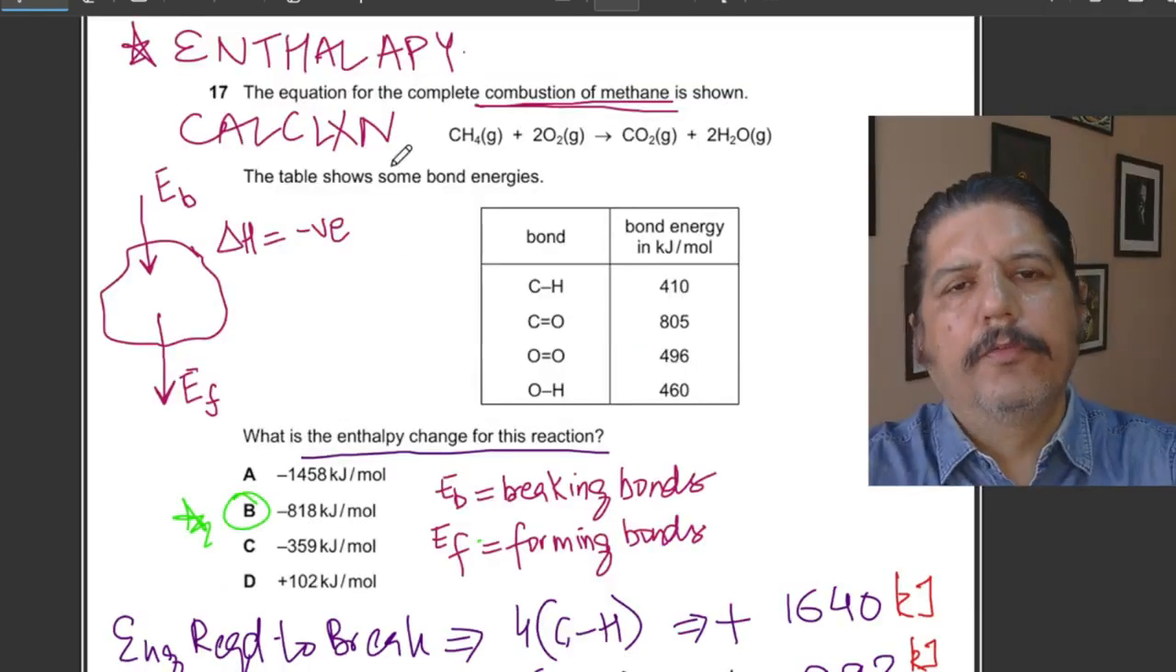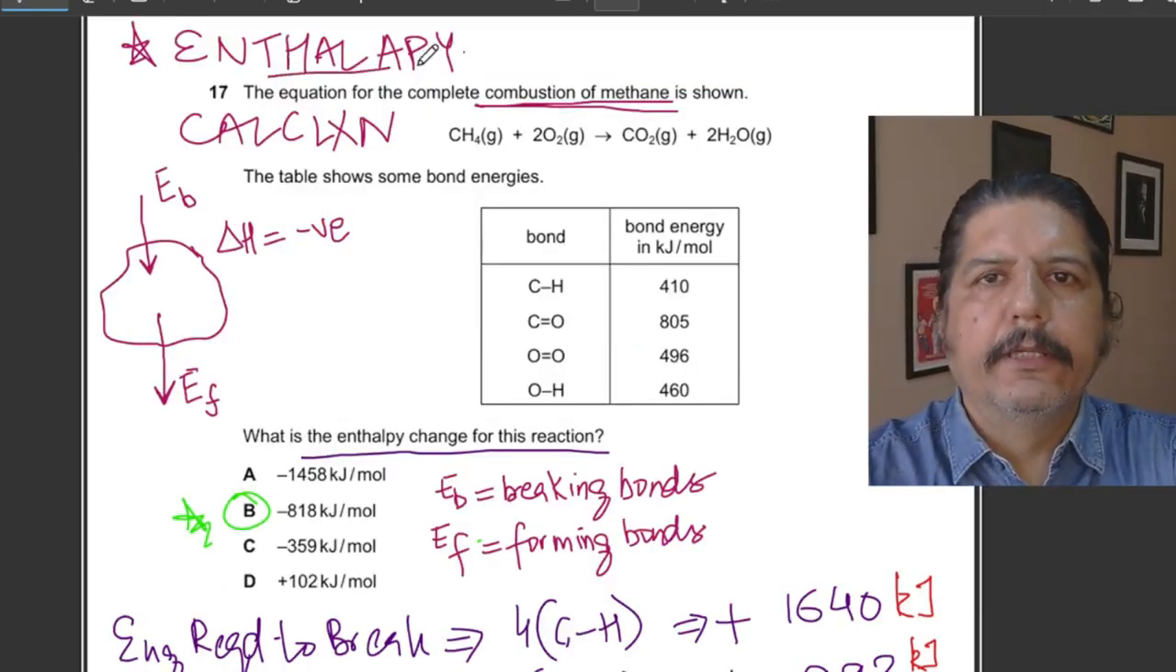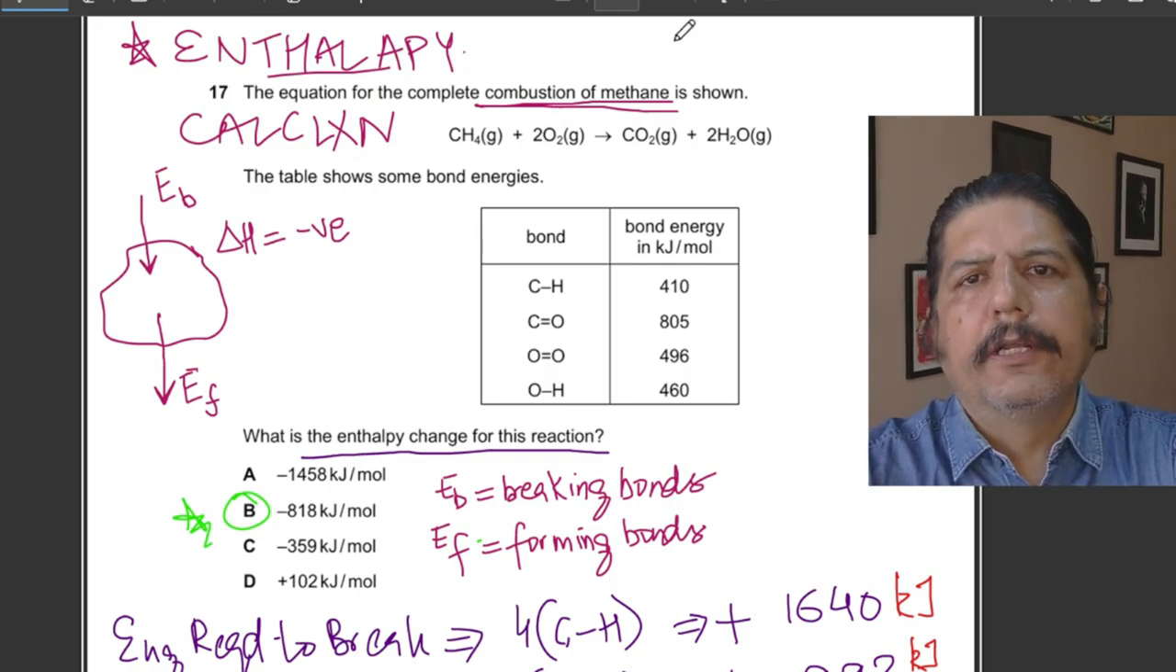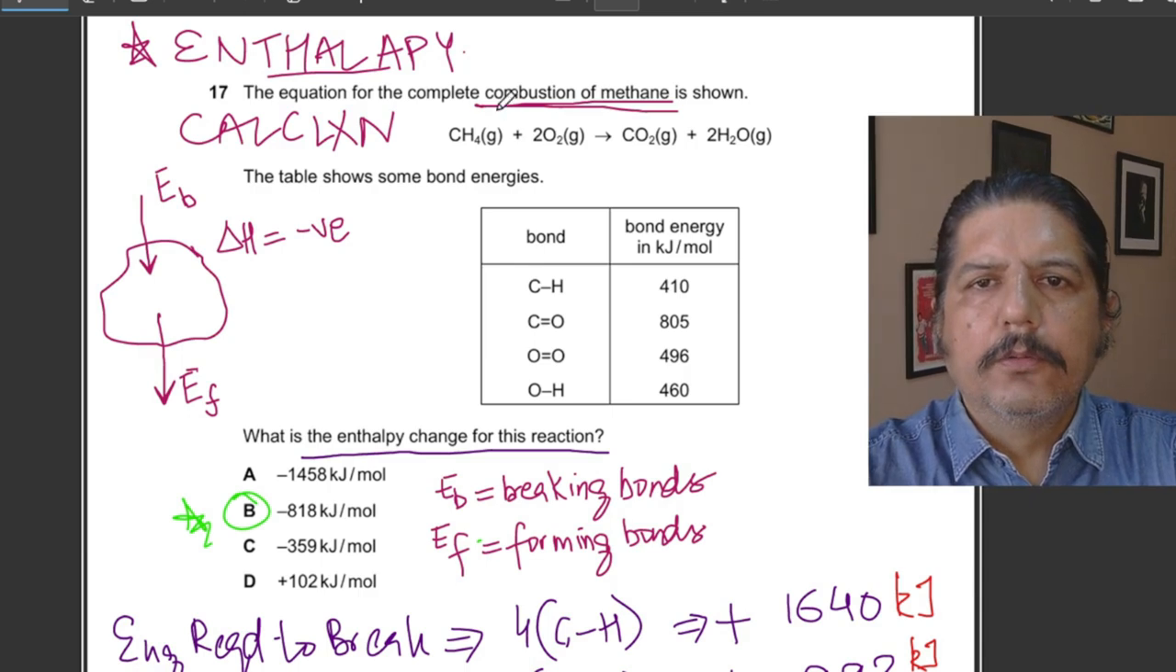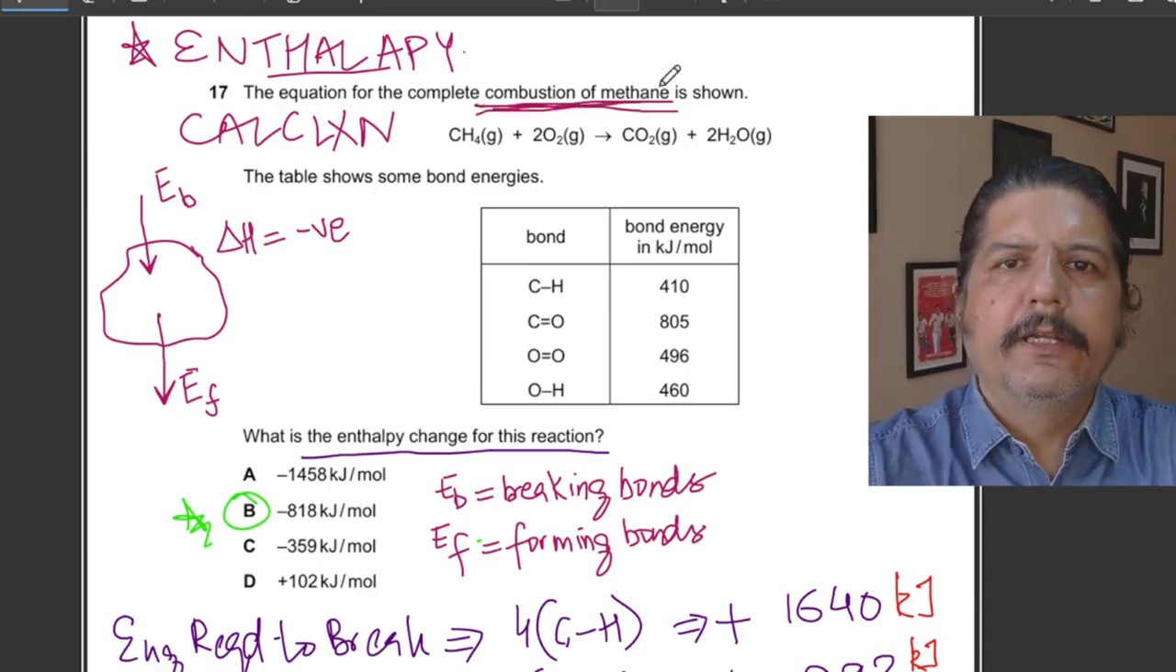Next question, where we have to calculate the enthalpy in a reaction. This is the rate of reaction chapter. So the equation for the complete combustion of methane is shown. Now, before I even start doing the calculation, there are a few simple things that I need to understand.